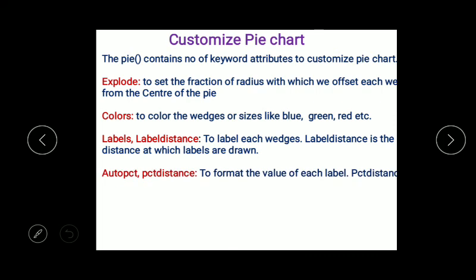Then autopct and pctdistance. Autopct means percentage value. It will display the percentage of that arc, to format the value of each label. Pctdistance is the ratio between the center of the pie and the start of the text. That means at what distance it will display that autopct value.